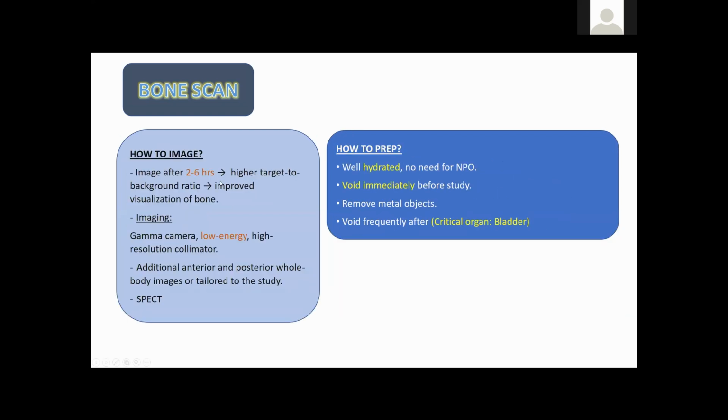How to image? Image after 2 to 6 hours, because at this time there will be a higher target to background ratio and improved visualization of the bone, using a gamma camera and low energy high resolution collimator. The patient should be well hydrated, void immediately before the study, and void again frequently after the injection, because the critical organ is the bladder.